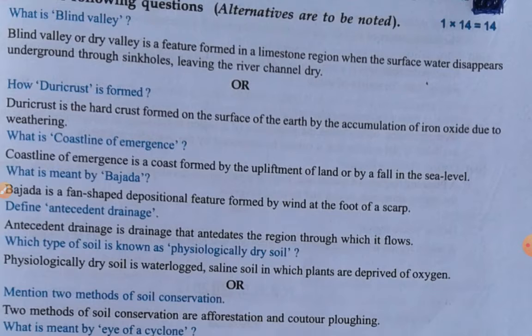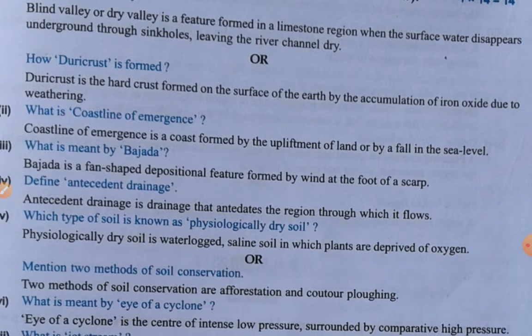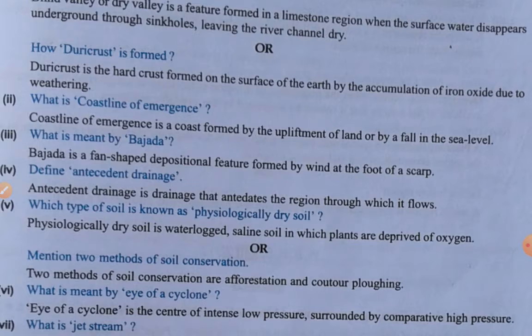Coastline of emergence is a coastline formed by the upliftment of land or by fall in the sea level. What is meant by bajada? Bajada is a fan-shaped depositional feature formed by wind at the foot of scarp. Define antecedent drainage. Antecedent drainage is a drainage that antedates the region through which it flows.